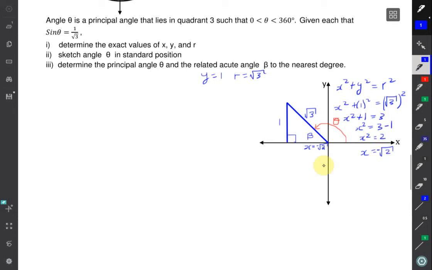Again, I have a choice of the ratios that I can use. And because I've found all the sides, I can use sine, cos, or tan. Let's use sine for this. So the sine of theta is equal to 1, which is the opposite to beta, over the root of 3. Remember, beta is our reference point.